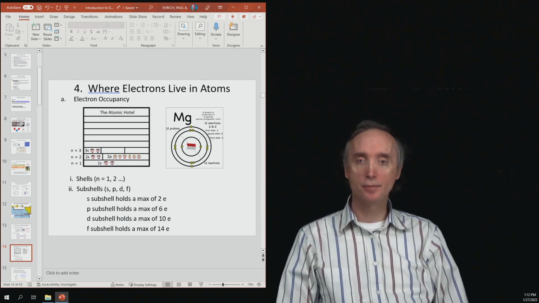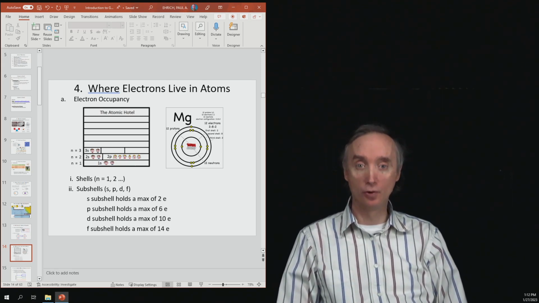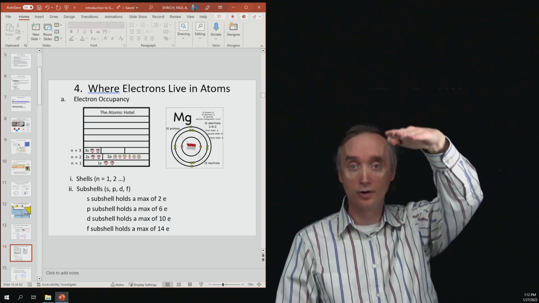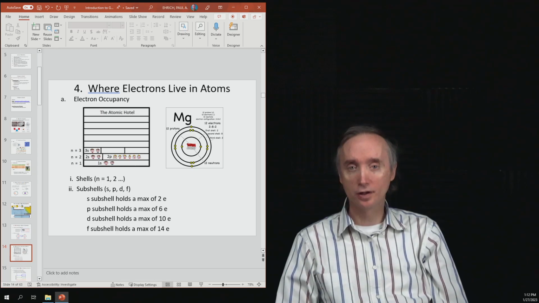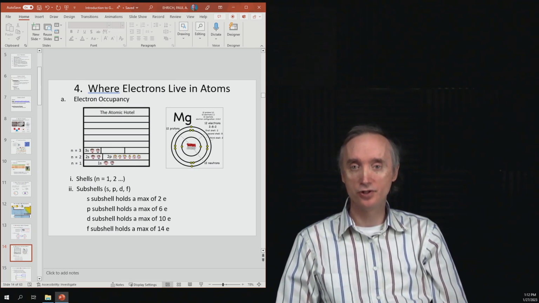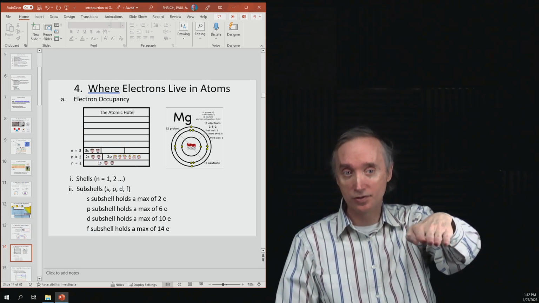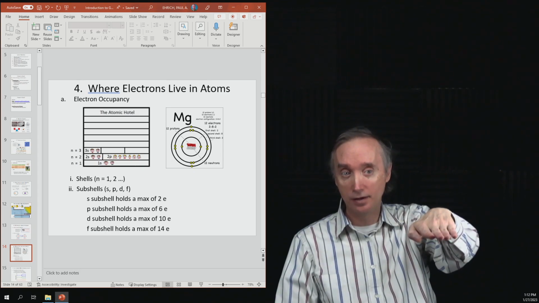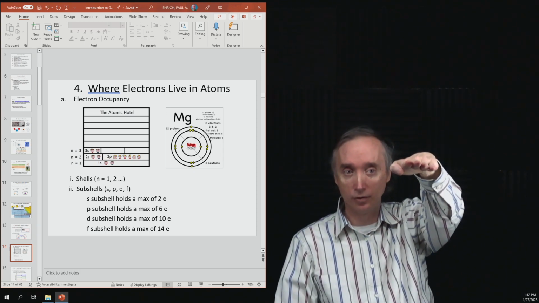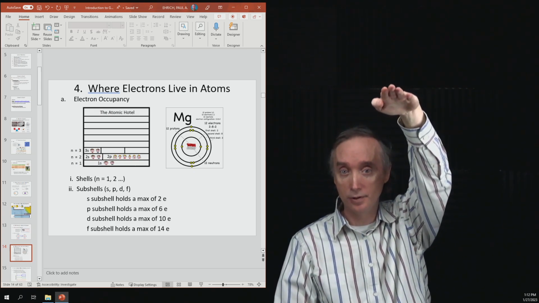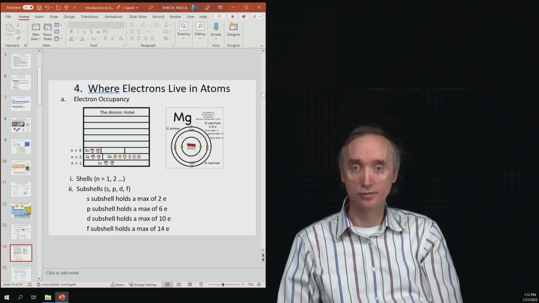So you notice that the apartment building has floors. It has a first floor, a second floor, a third floor, and a fourth floor. We're going to call these floors energy shells, because the electron, when it lives on this floor, has a certain amount of energy, and if the electron lives on a higher floor, it turns out that it has more energy up here, and then more energy up here. So these are called energy shells.